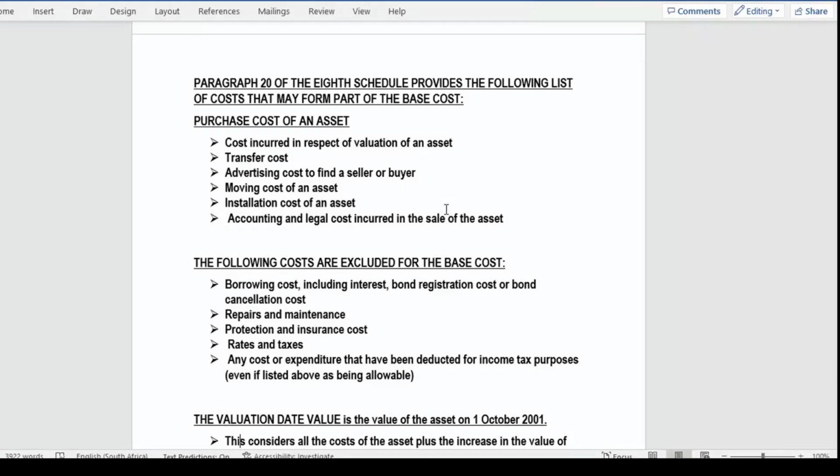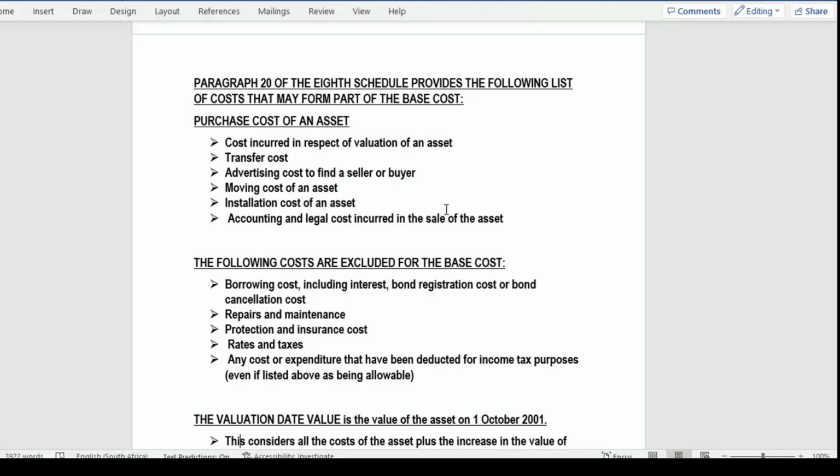You're going to look at other factors that might be in association with that specific cost of an asset. Like I gave an example, the cost incurred in respect of the valuation of an asset. That's an independent cost, but it is attached to the original cost of the asset. Transfer cost as well, including the advertising cost for the seller or the buyer. And then when you move an asset, it's going to be included as well. So some of the assets require installation, and some do require what's called the accounting and the legal cost in regards to the sale or the purchase of an asset.